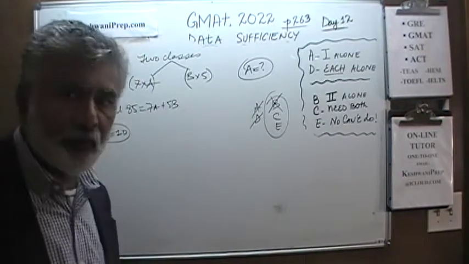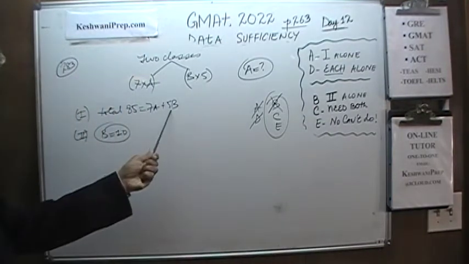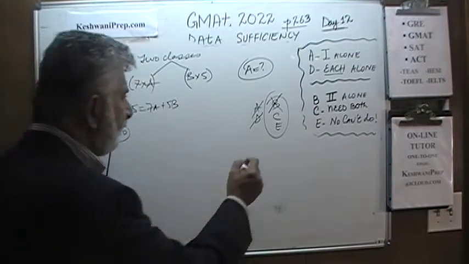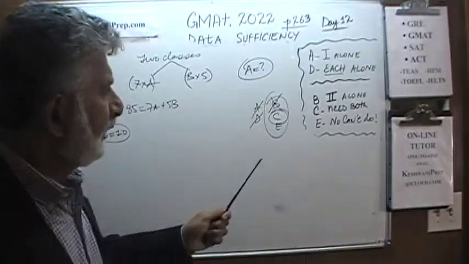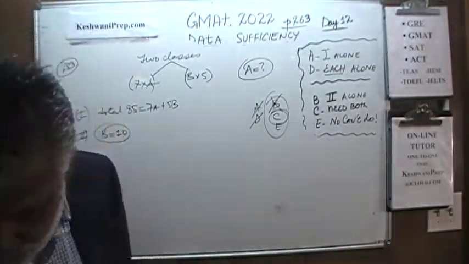When we put them together, of course, we are home free. We know B equals 10. We put it in there, we can figure out the A. The answer is C. In other words, we need information from both statements.